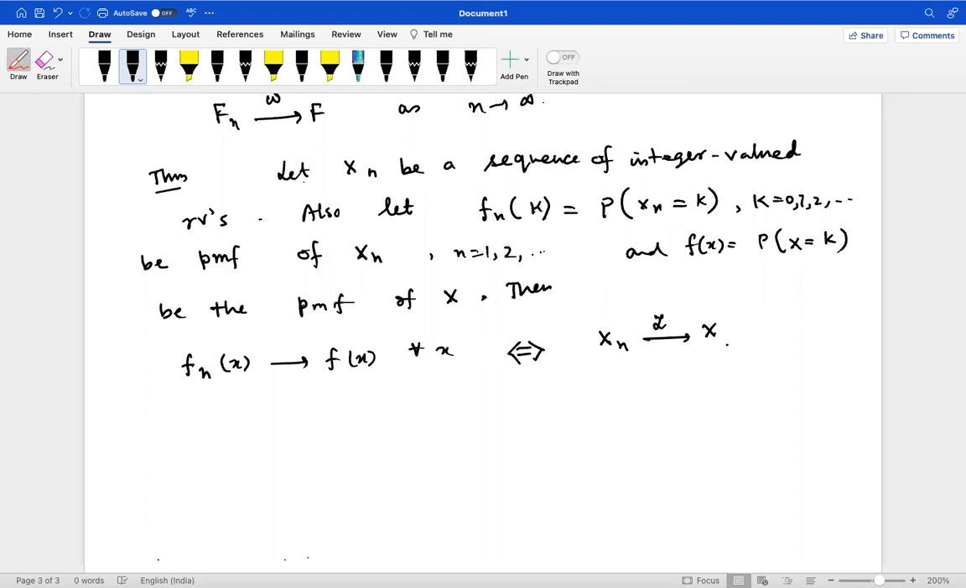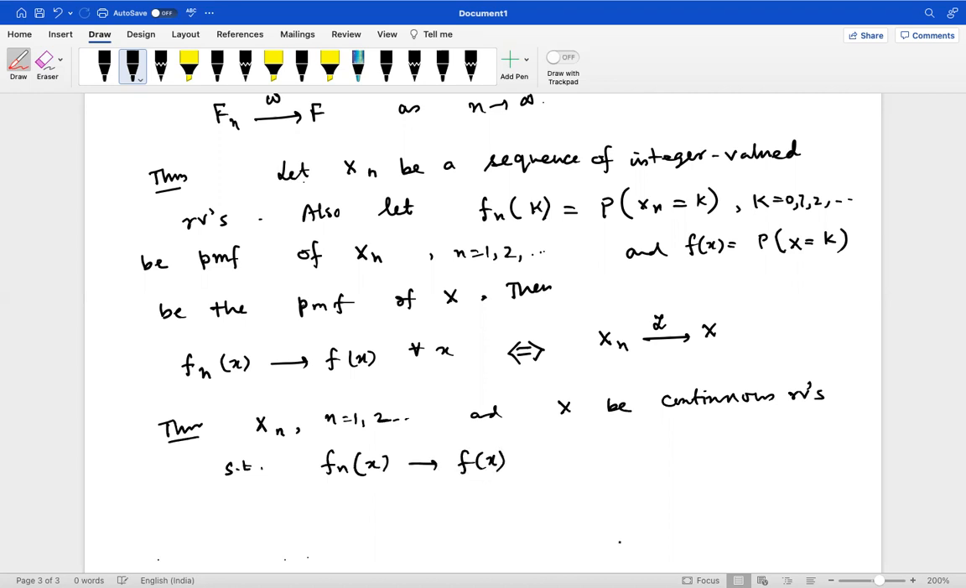If this is a continuous thing, then one extra condition is needed for the continuous part. Let Xn, again X1, X2, ..., be random variables, and X is also another random variable. These are all continuous random variables. So the sequence of continuous random variables, and X is another continuous random variable. It can happen that a sequence of discrete random variables tends to a continuous random variable, but here we assume that everything is a continuous random variable, such that fn, the density of Xn, goes to f, the density of X.